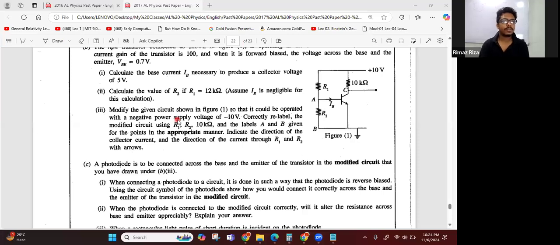Modify the given circuit shown in figure 1 so that it could be operated with negative power supply voltage of minus 10 volt. Correctly relabel the modified circuit using R1, R2, 10 kilo ohm and the labels A and B given for the points in the appropriate manner. Indicate the direction of the collector current and the direction of the current through R1, R2.